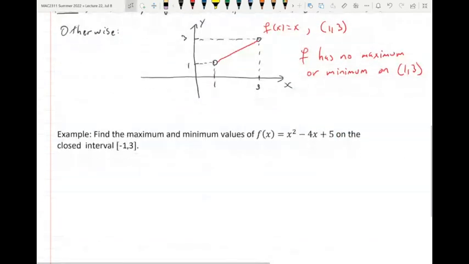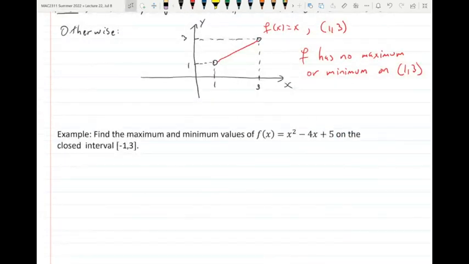So let's do an example. Here is a function. It's a parabola, right? x squared minus 4x plus 5. That's a quadratic function. It's a continuous function everywhere. In particular, if I give you a closed interval, it will be continuous, so it has to have a maximum and a minimum. So let's find them. Find the maximum and minimum values of the function on the interval [-1, 3].